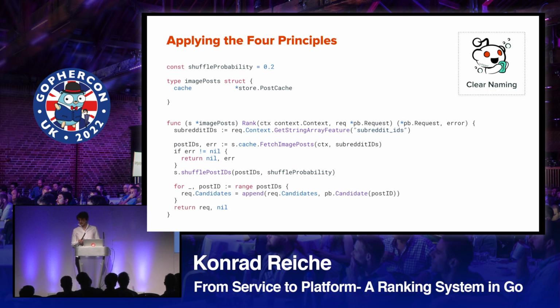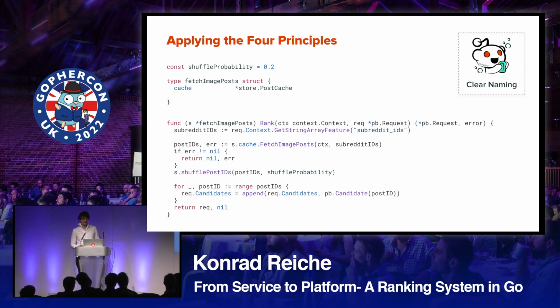Let's start with the principle of clear naming. Image posts. A stage should be named after the action it performs, so let's put a verb in front of it. We can call this fetch image posts. That's a lot more clear.